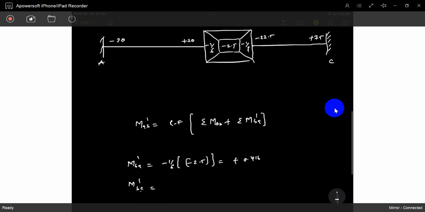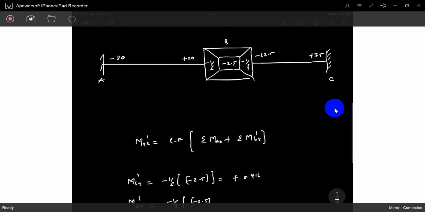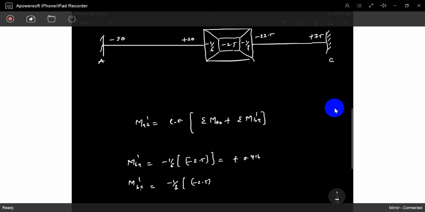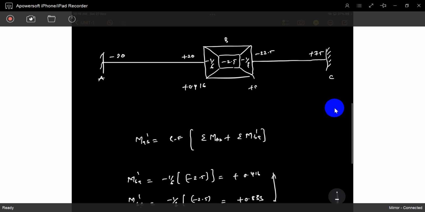Next, MBC. Rotation factor is 1 by 3, sum is 2.5. The far ends are the same for the joint B: the far ends are C and A. It doesn't receive any rotation contribution from C and A because those two are fixed. So what is that value? This value is 0.833. That's enough. That's the end of the story. It's 0.416, it's plus 0.833. It's 0, it's 0.